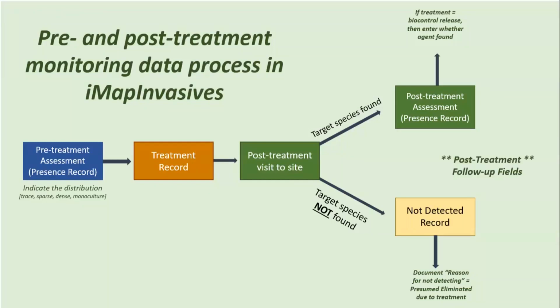Next. And for either of the scenarios where you enter that the target species was found or the target species was not found, with that presence or not detected record, there are additional data fields within IMAP called the post-treatment follow-up fields. These are actually triggered within IMAP when you have one of those two record types entered on top of a treatment record for the same species. So the programming recognizes that you're returning to that site after treatment has been done, and it asks you if you would like to fill in more follow-up information.